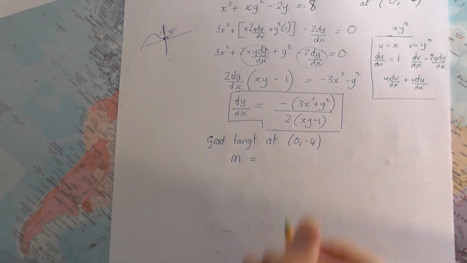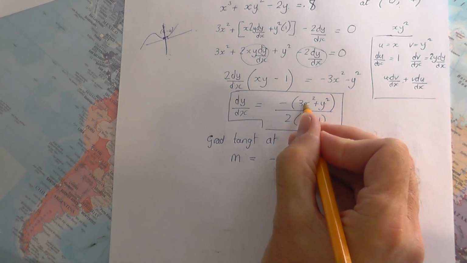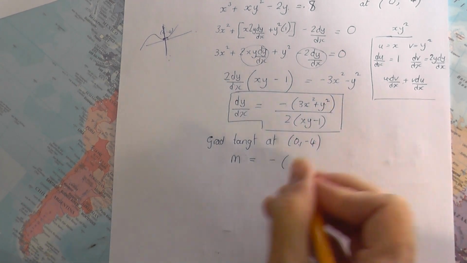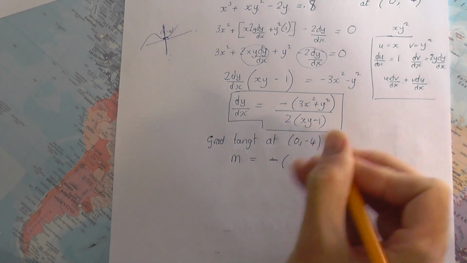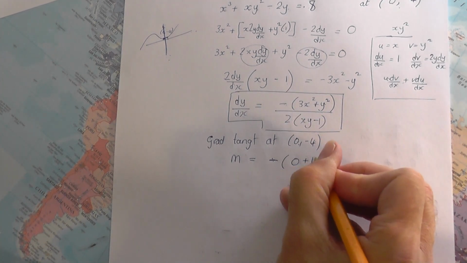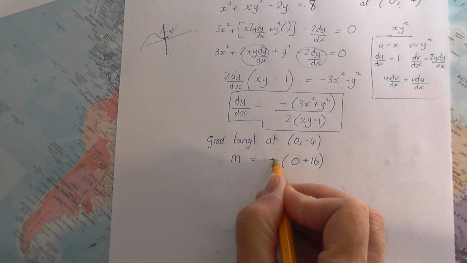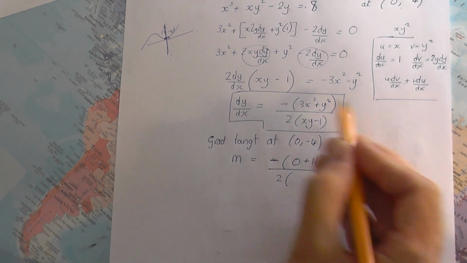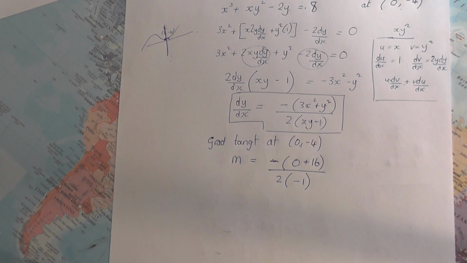So I'm going to write m now, because it's a numerical value, equals, okay, negative, x is 0, so that's 0, plus, and then y squared is -4 squared. So you've got the minus outside, don't forget, that's 0, plus y squared. Well, if you square -4, you get positive 16, so you get 0 plus 16 in the bracket. You've still got the minus outside, don't forget. All over, 2 lots of, inside the bracket, xy, well that's nothing times -4, that's nothing, take away 1. Let's just take away 1 then, it's easy.